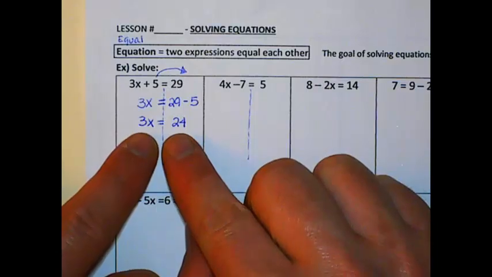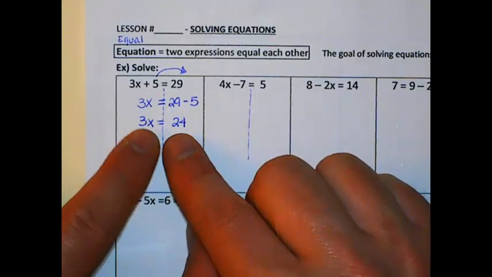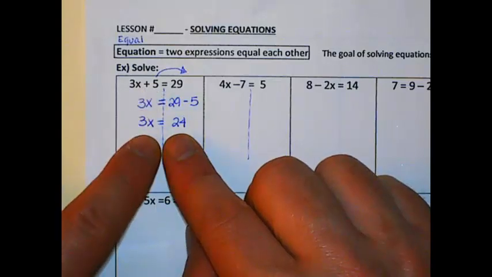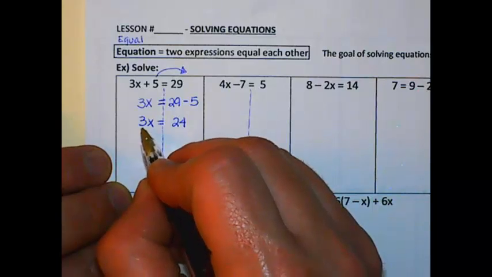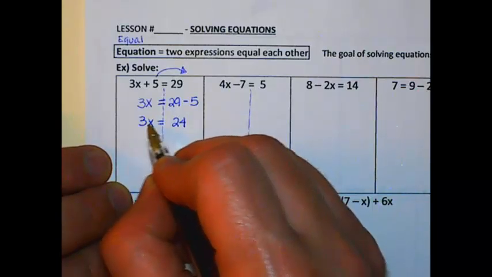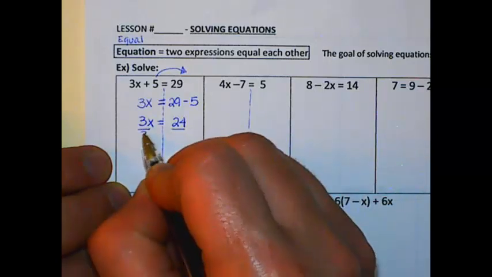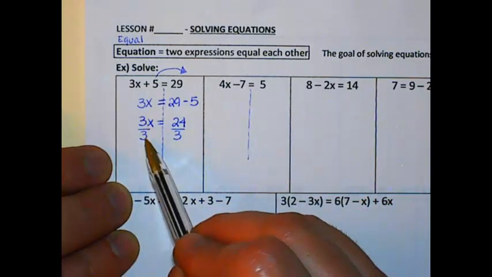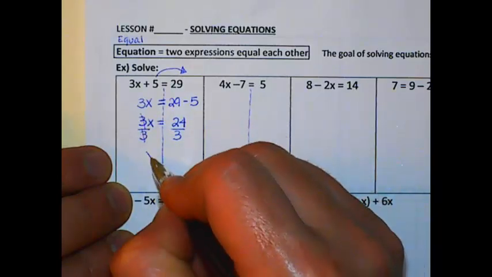Alright, so as we can see here, we're getting closer to meeting our goal. Our goal is to get the letter x alone on one side. Before we had 3 and 5 next to it. Now I only have 3. Now how do I get rid of the 3? To get rid of the number next to the letter x, all you have to do is divide both sides by that number, which in this case is 3. 3 divided by 3, in other words, the 3 cancels. So you're left with x.